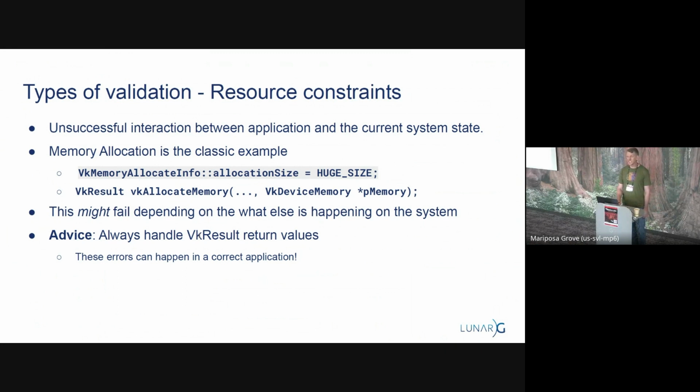And validation can't see this unless you do something like you take that device memory handle and it's null and you use it for a different call. Validation could see that, but it couldn't see the original error. So the general rule here is if something returns a VkResult, you should handle that and do something sensible with the errors.